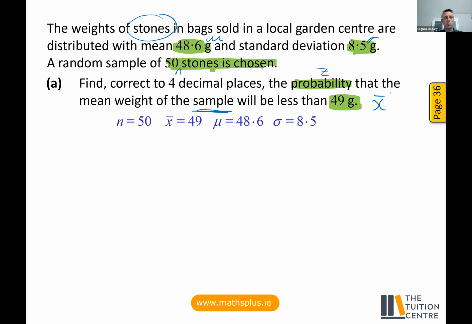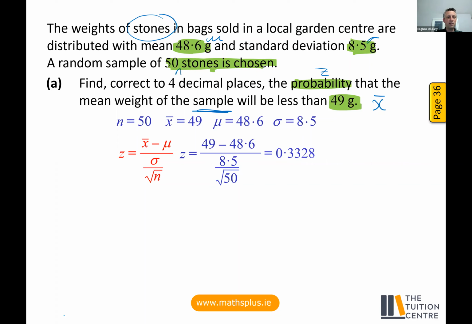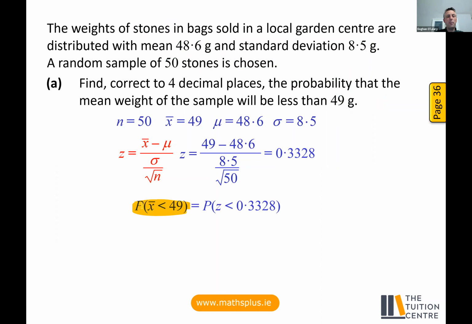We'd make sure we've identified each one correctly. We say Z is equal to X bar minus mu over sigma over root n. So we fill them all in and we get this value, Z is equal to 0.3328. So what does that mean? Well, it means that the probability that your sample mean, the sample weight of the 50 stones, will be less than 49 grams is the same as the probability of a z-score less than 0.3328.